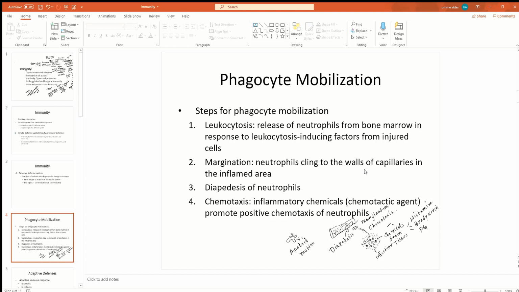Okay, so those are the steps of how the white blood cells come out from the blood and arrive at this site or area. Then finally the white blood cells will do what? They will do phagocytosis, they will engulf the microorganisms or dead cells from the site of inflammation. Okay.